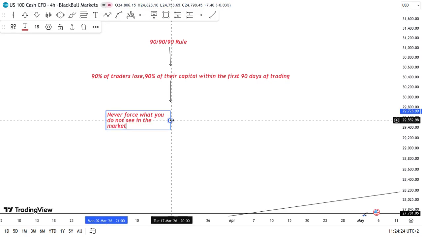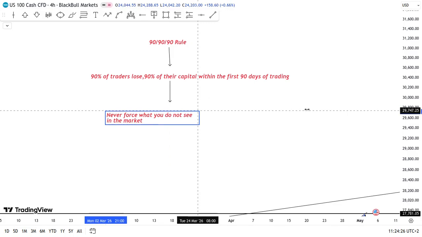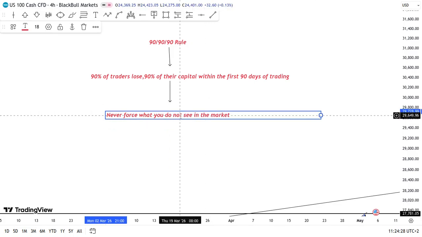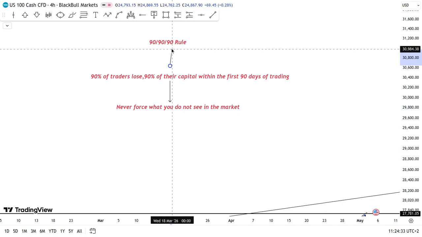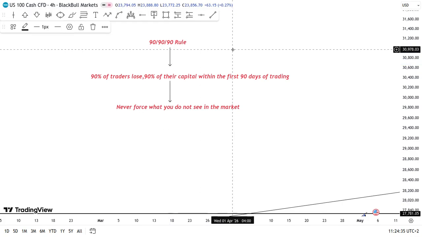Never force what you do not see in the market. You can have multiple pairs, analyze and do whatnot. But if you see nothing, structure is not talking to you, confluences are not aligning, the best thing to do is to step away. That's it. It's better to preserve your capital than lose your capital. It has been this simple.